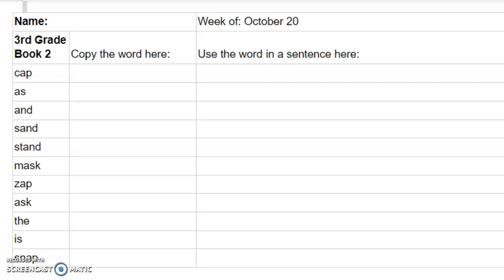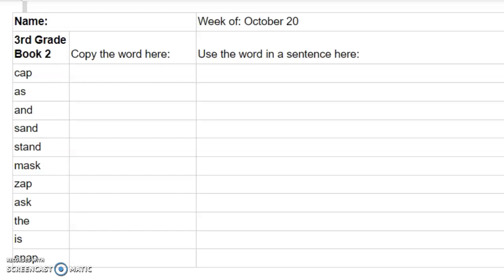So for example, our first word is the word cap. A cap is like the cap on a bottle, or a hat is a cap. So if my sentence was, I am wearing a green cap, that's not the best sentence because I don't like when you start your sentences with the word I. It's just a little bit too easy. So try as best as you can to not start your sentences with the word I.